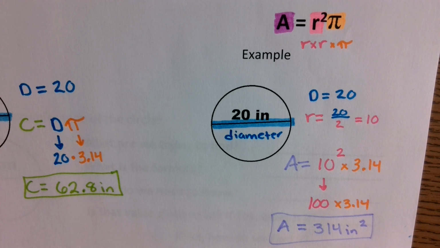So again, you have to have an understanding of what value they are giving to you, and what value you need in order to be able to find the circumference or the area. Go ahead and flip it on over to the next problem.